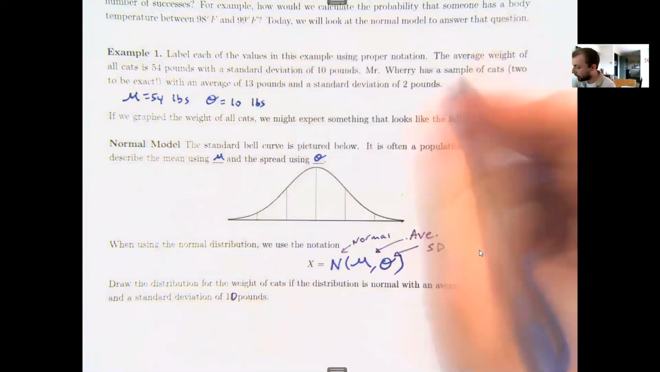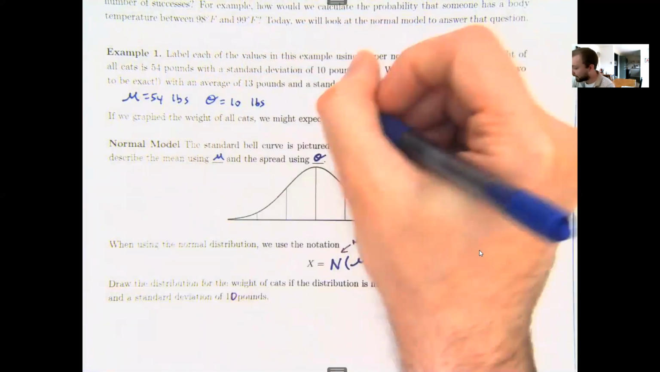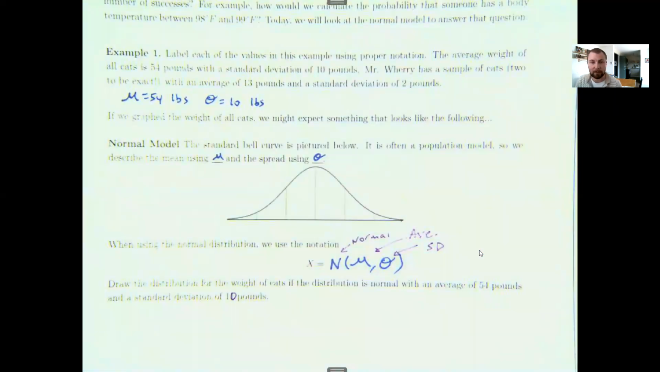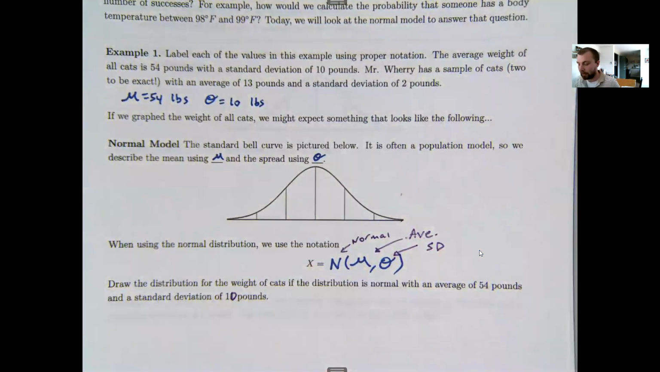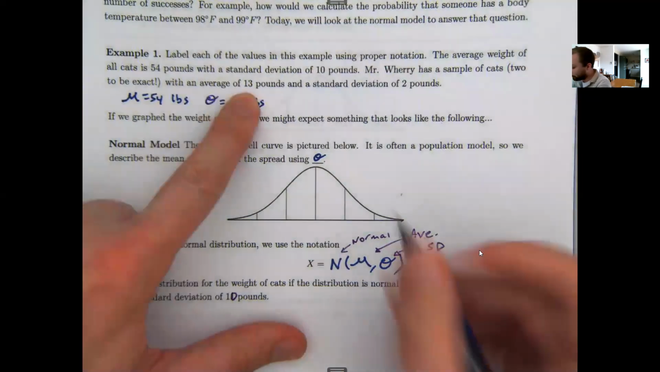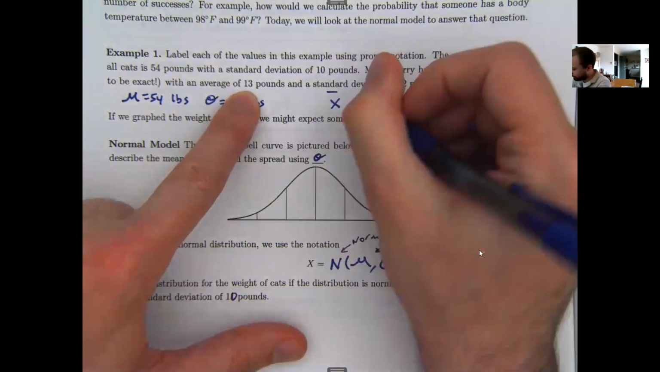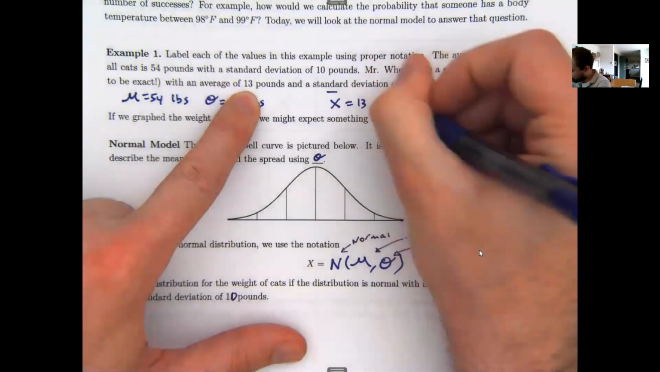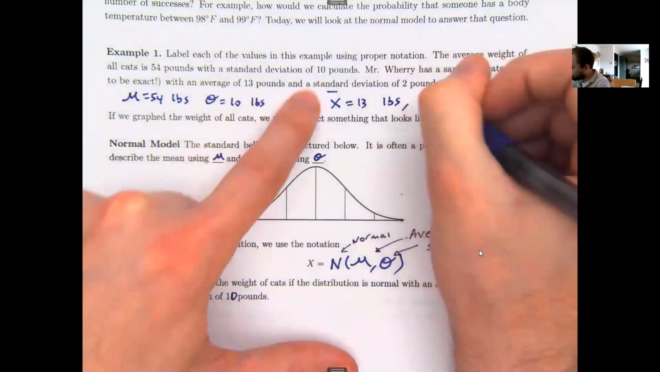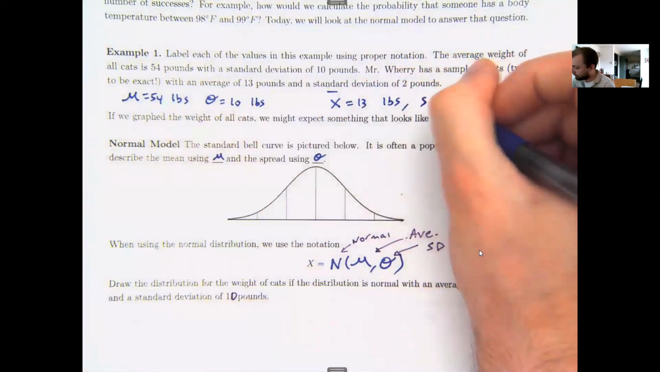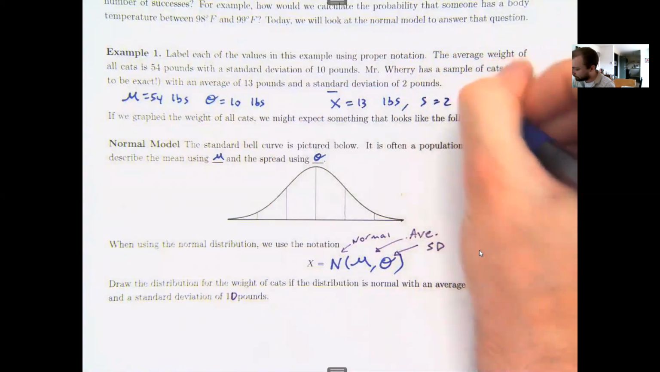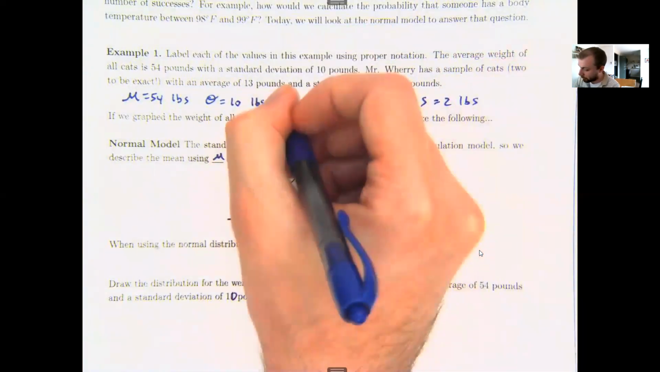In contrast, when I'm talking about a sample, like a sample of 2 cats that have an average weight of 13 pounds and a standard deviation of 2 pounds, the average for a sample is the symbol x bar. And the standard deviation for a sample, that's the symbol s. So we're going to look at things more like this.